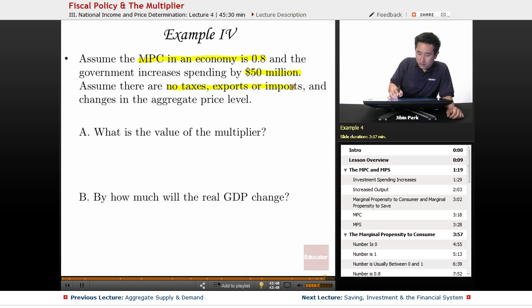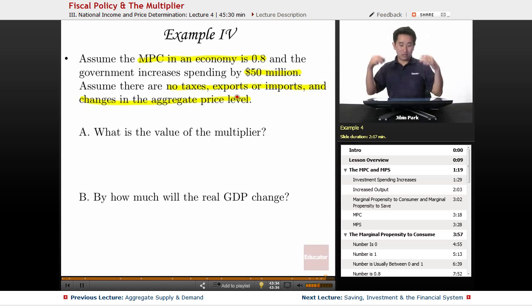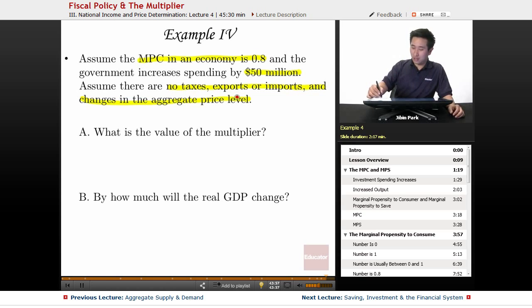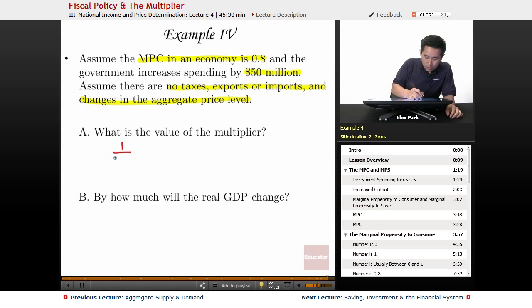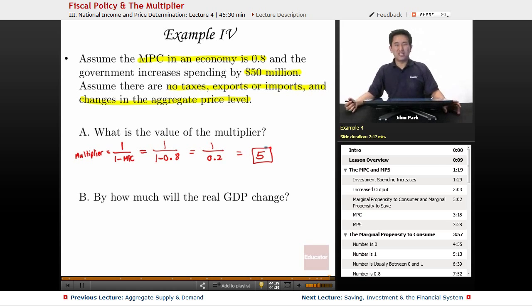Assume that there are no taxes, exports or imports, and changes in the aggregate price level. So everything else is constant. The only thing that's changed is that there's an influx of $50 million into the economy. Okay, the first question is, what's the value of the multiplier? Remember, the spending multiplier is going to be 1 over 1 minus MPC. And we know the MPC is 0.8. 1 over 1 minus 0.8 equals 1 over 0.2 equals 5. The multiplier is 5. Okay, so again, very simple math here.